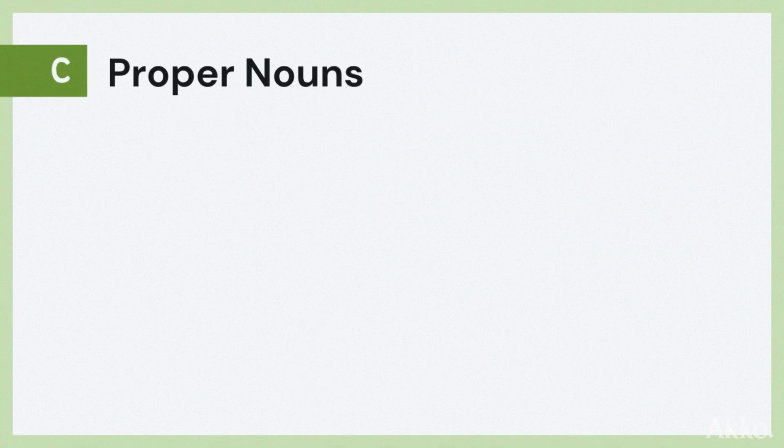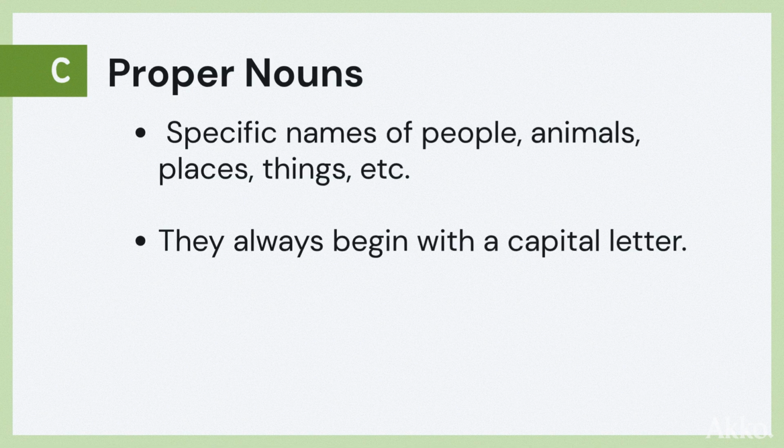The opposite of common nouns are proper nouns. They are specific names of people, animals, places, things, and many more. And they always begin with a capital letter, even if they are at the beginning, middle, or end of the sentence.